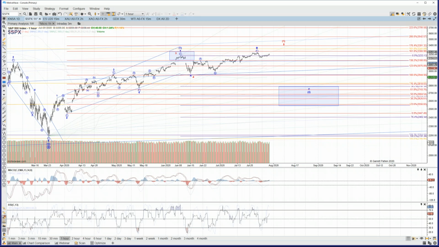So after a leading diagonal, either you have a deeper pullback if it happens more sharply as a zigzag, or you at least fill out a wider flat that takes up more time.